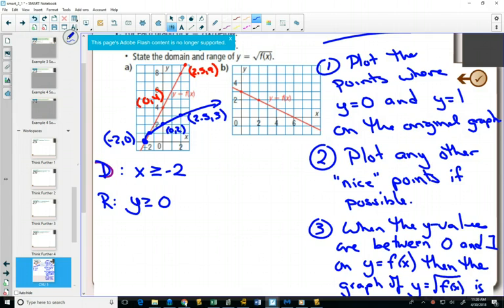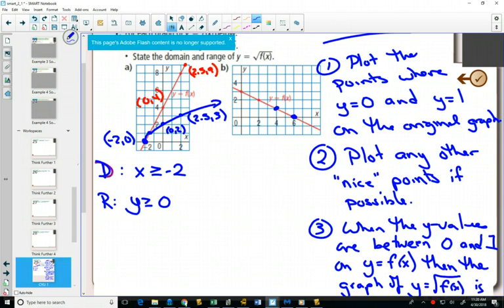For the second one, go through those same steps. First of all, we're going to look, are there any places on that original graph where it's equal to 0 or 1? Yes, we have an x-intercept right there at 6, 0. We look on our y-axis where 1 is, and sure enough, we have the point 4, 1. Step 2, do we have any other nice points? Not really, because the next nice point would be the square root of 4. So we don't really have any nice points.